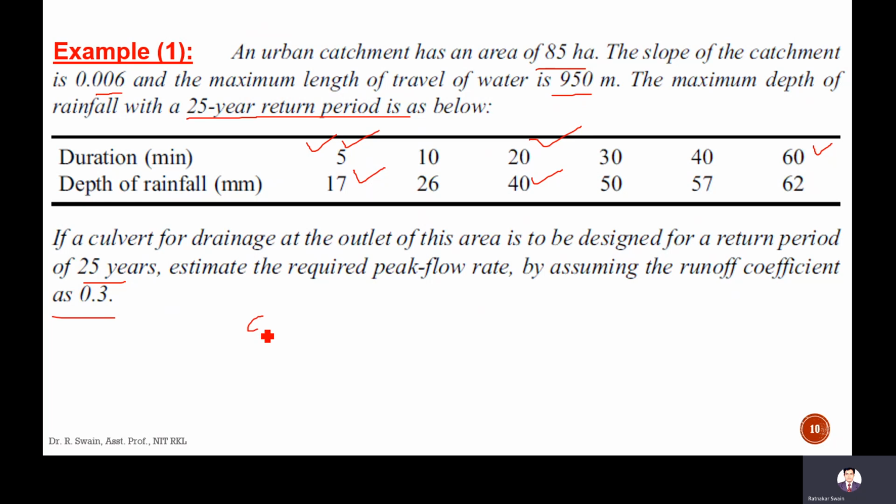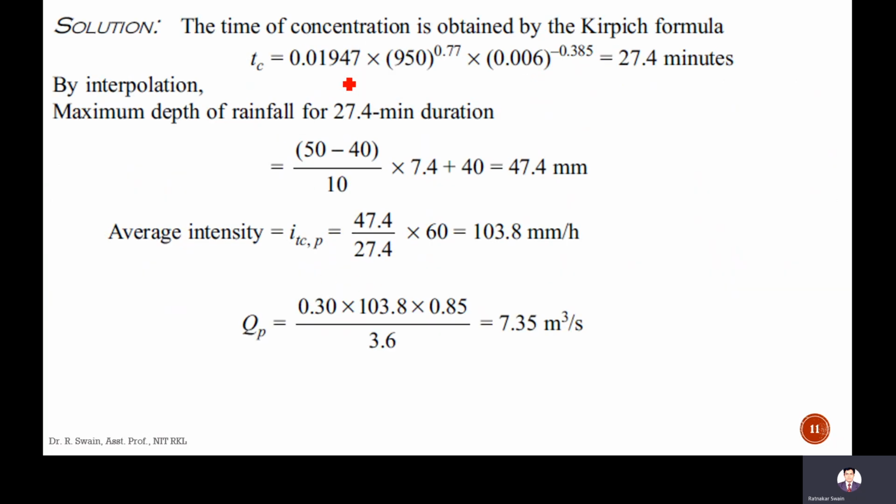So here C is given, area is given. Only we have to determine the I. Area is given, slope of the catchment S is given, maximum length L is given. If you use the Kirpich formula, which is 0.01947 times L to the power 0.77 times S to the power minus 0.385, it gives 27.4 minutes.